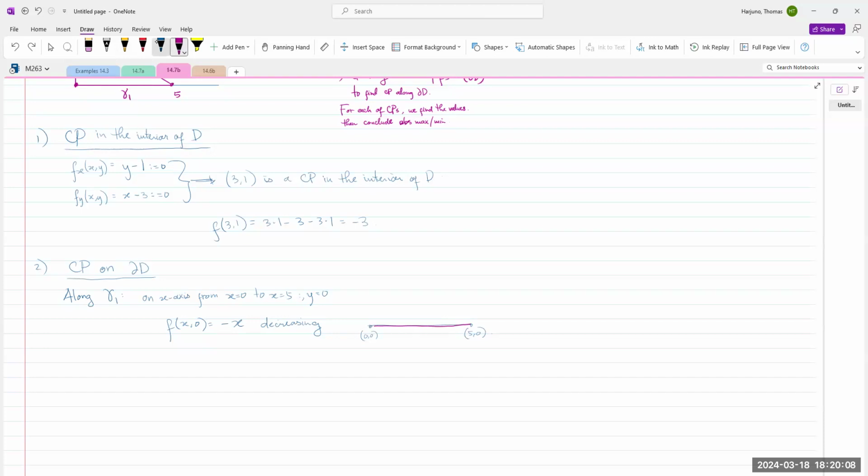But since we know the function is decreasing, then the maximum and minimum will happen at the endpoints, which are (0, 0) or (5, 0). Okay, so we don't have any critical points, none, right? It is strictly decreasing. The endpoints are (0, 0) and (5, 0). Let's see what f(0, 0) is. f(0, 0) is 0, and then f(5, 0) will be -5. Okay, that's along gamma 1.